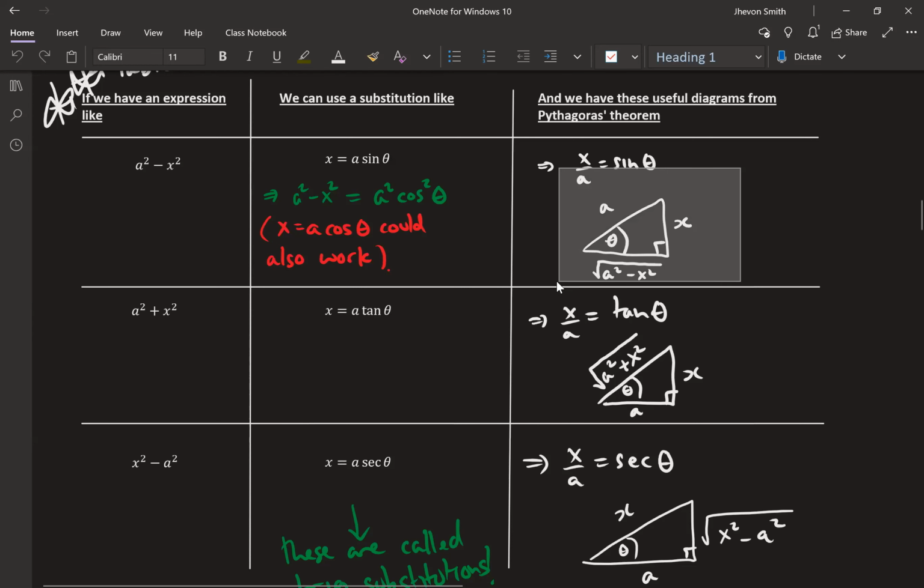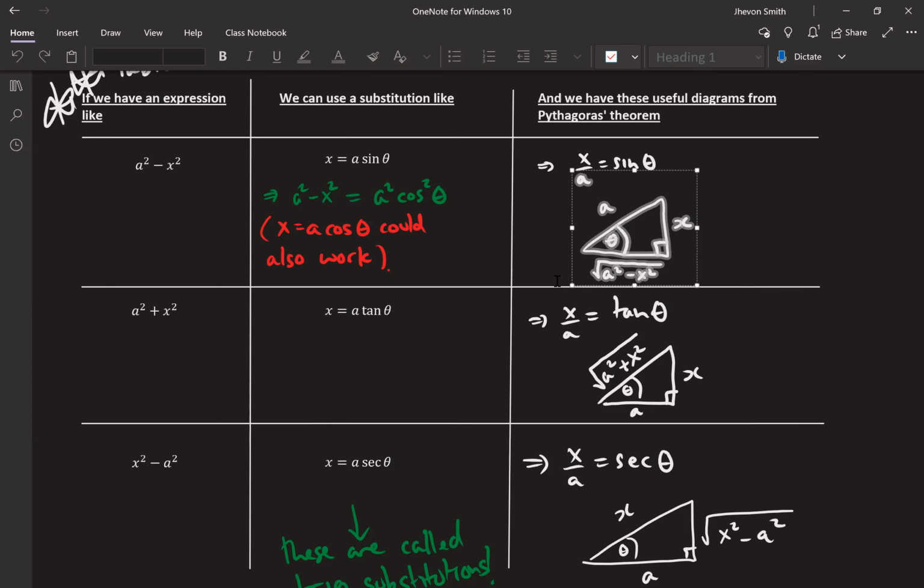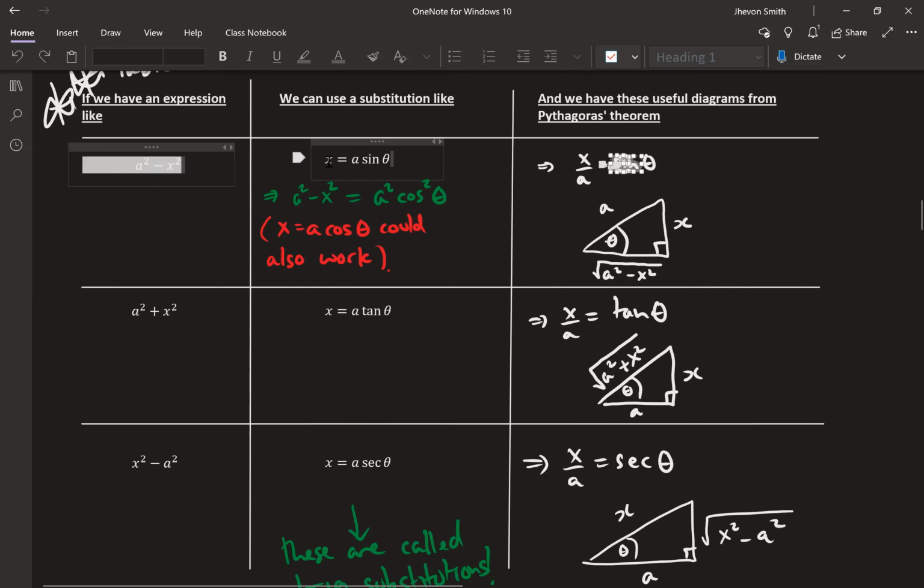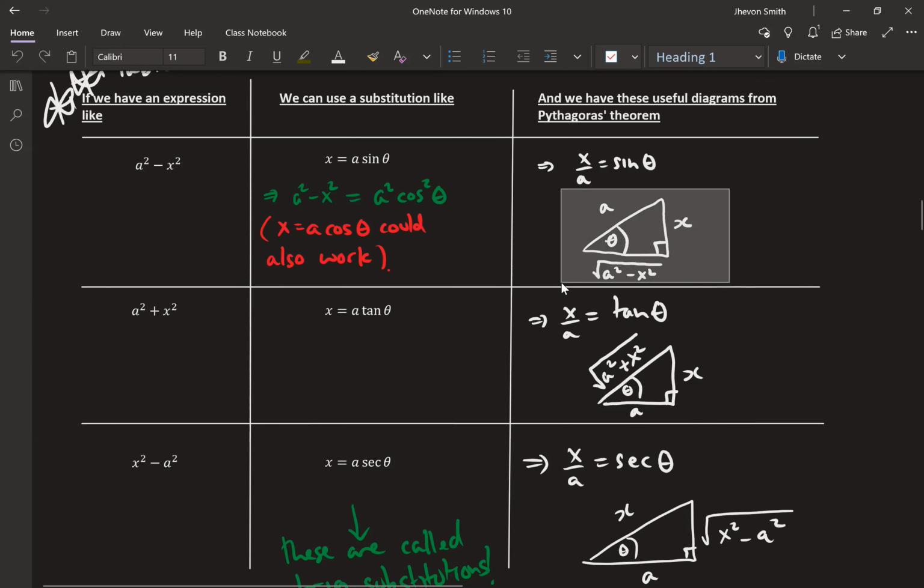You can use this diagram to do the back substitution. You'll get the answer in terms of trig functions or perhaps the angle, and you can solve for the angle from the original substitution, and you can solve for any of the other trig functions using this triangle that is constructed. Being able to go from the trig function answer to the answer in the original variable using this is called a back substitution.